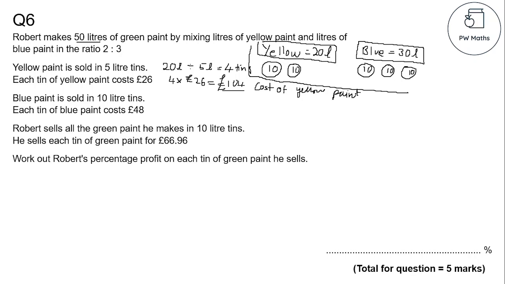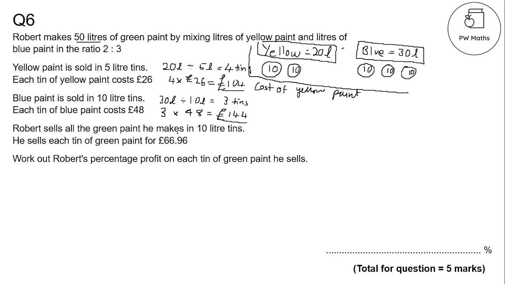Blue paint is sold in 10-litre tins. If we look over here, we've worked out we needed 30 litres of that. So 30 litres divided by the fact they're sold in 10 litres means we need to buy 3 tins. And blue paint costs £48 per tin. So if we're buying 3 of them, 3 times 48 means we must have spent £144 on blue paint. I'll underline that, that seems important.